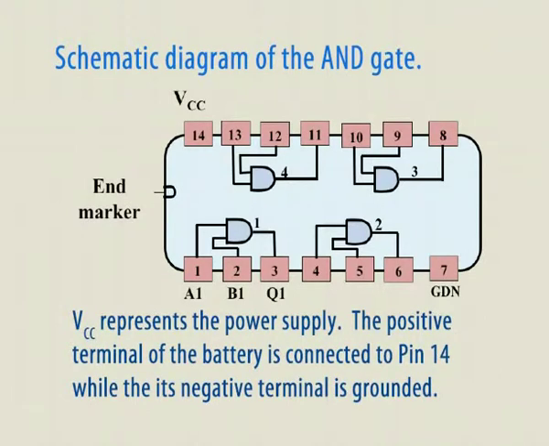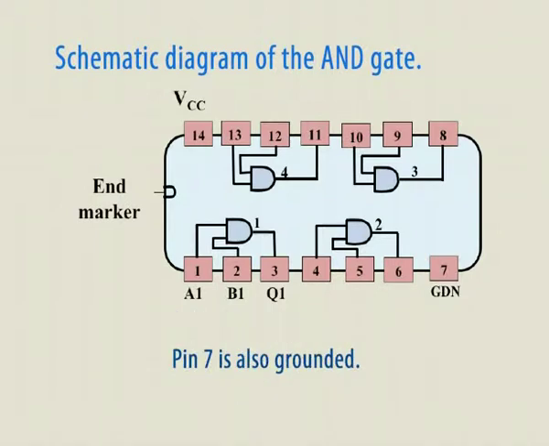In gate 4, pins 13 and 12 are the input terminals, while pin 11 is the output terminal. VCC represents the power supply. The positive terminal of the battery is connected to pin 14, while its negative terminal is grounded. Pin 7 is also grounded.